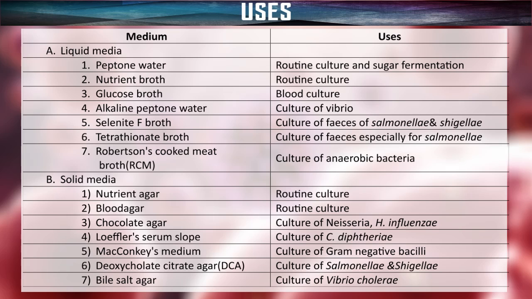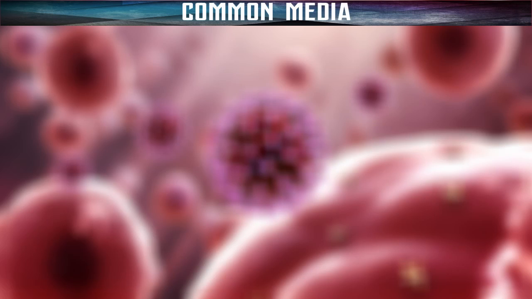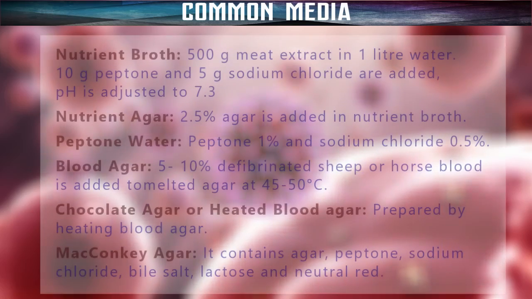Loeffler serum slope is used for culture of Corynebacterium diphtheriae. MacConkey agar medium is used for culture of gram-negative bacilli, and deoxycholate citrate agar is used for culture of Salmonella and Shigella. And then bile salt agar, which is used for culture of Vibrio cholerae. These are selective media.